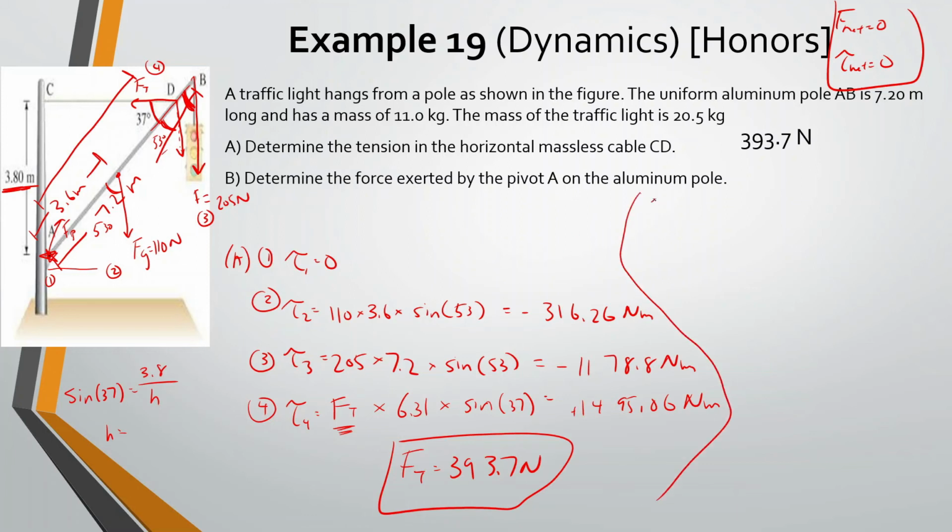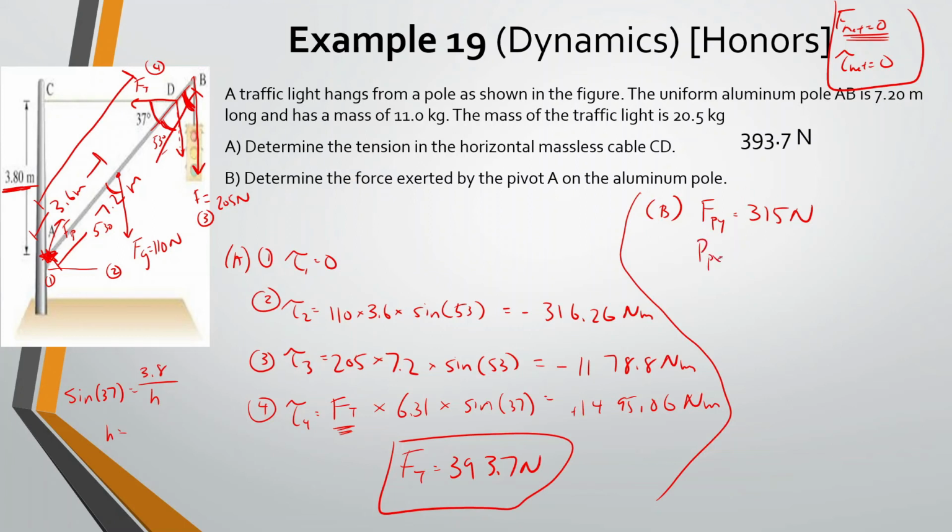All right, so now let's look at part B. Determine the force exerted by the pivot on the aluminum pole. Okay, so this is where the net force comes along. We know that this is holding everything up. So this is dragging it down. So we know that the force of the pole in the y direction has to cancel out with everything getting pulled down. So that means that this is going to equal, let's see, 205 going down, 110 going down. So it's going to equal 315 newtons going up. So it's trying to keep it up with 315 newtons of force.